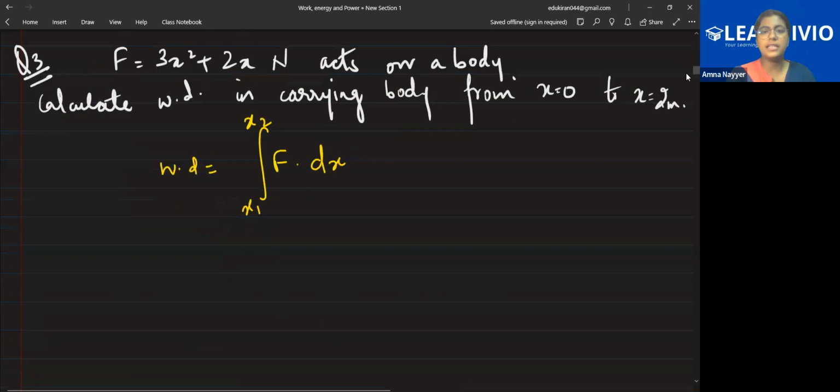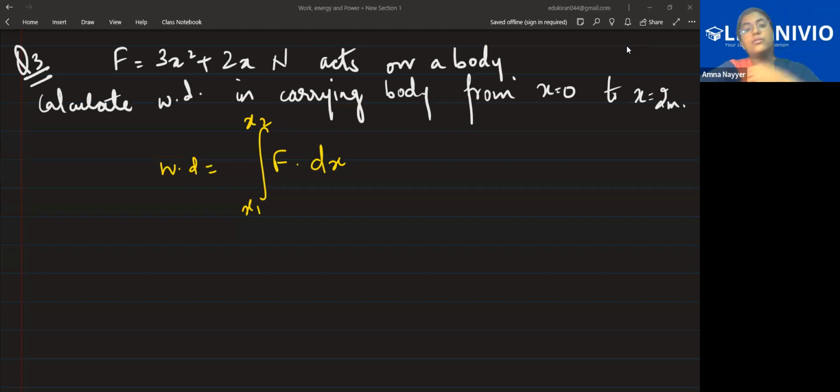The next question says that force is given as 3x square plus 2x. This is acting on the body. Displacement is given from 0 to 2. And we have to calculate the work. Now the problem is that our force is not constant. If I take x as 0, I'll get force as 0. If I take x as 1, I'll get force as 5, right? So I'm having different values. If I put x as 2, it will be 14.